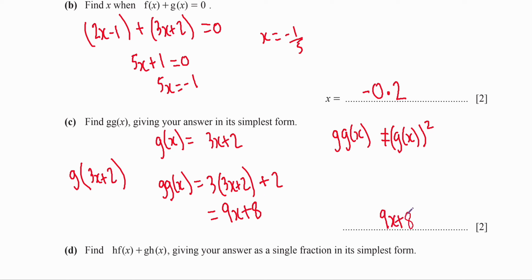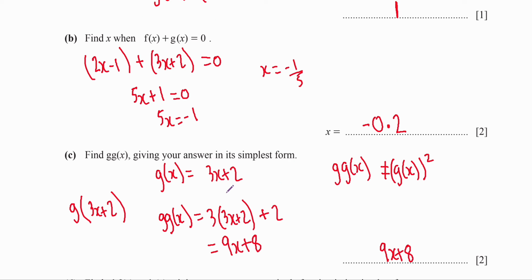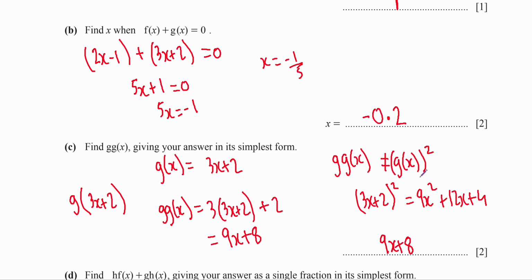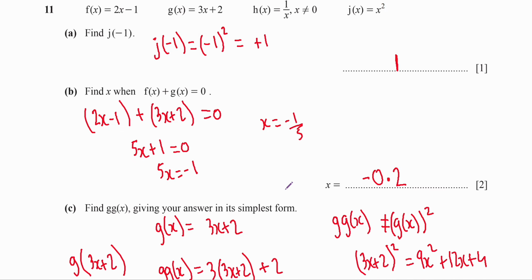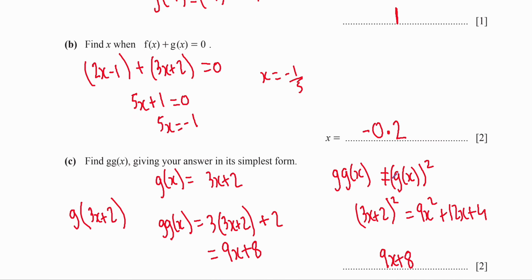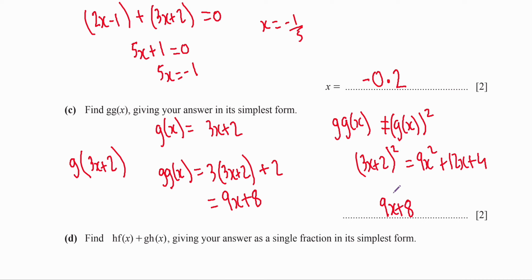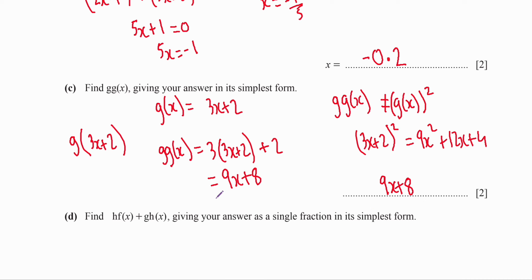And this is not equal to g of x all squared, because that would mean you're squaring 3x plus 2. So that's saying 3x plus 2 all squared. And this would give us 9x squared plus 12x plus 4. You just open the brackets. And this is not equal to 9x plus 8, because if you put in an input for this, you'll get a very different answer if you put an input right here. So make sure you get that right. g of g of x is not equal to g of x squared. Same with f, same with h or j. It's not the same thing. Sometimes it works, but most of the times, 99% of the times, they won't be the same thing.